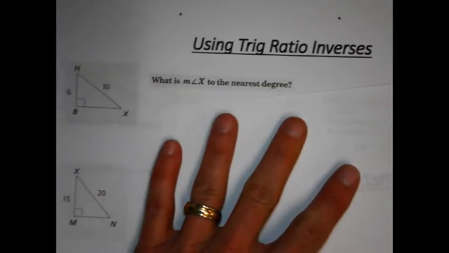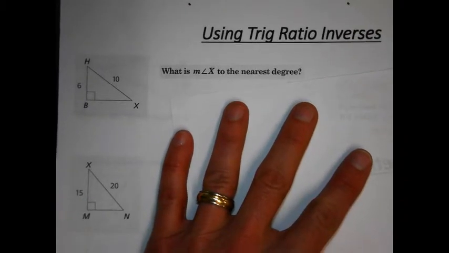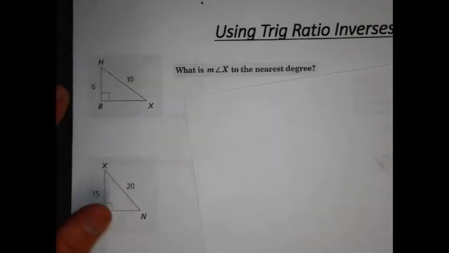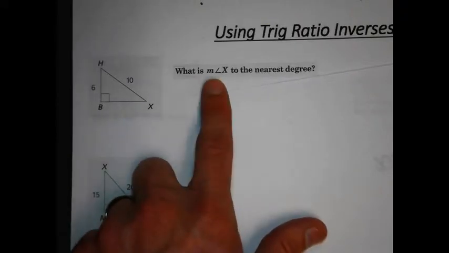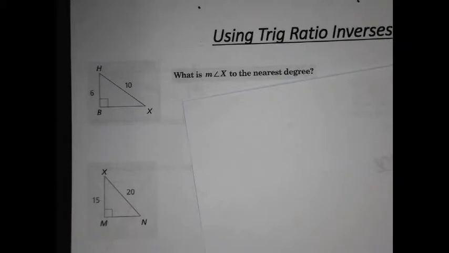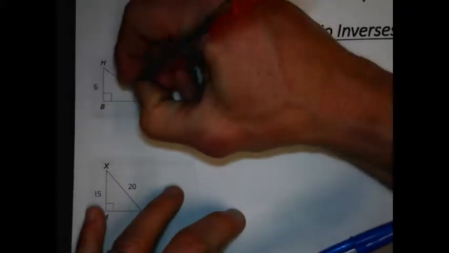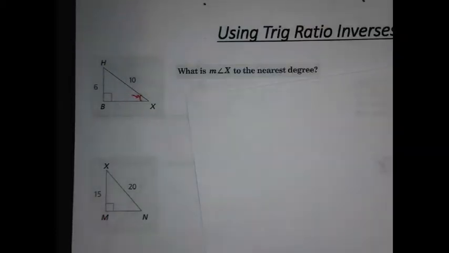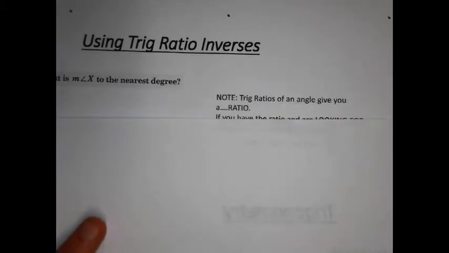All right, so now we're going to use the trig ratio inverses. Here's our first question. We have a diagram here, a right triangle with a couple of segment lengths. The question is, what is the measure of angle x to the nearest degree? So we're going to look for the measure of this angle. Now, how are we going to find the angle measure? That, my friends, is where the inverse operations come in.